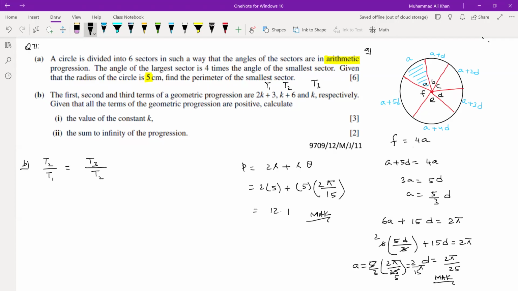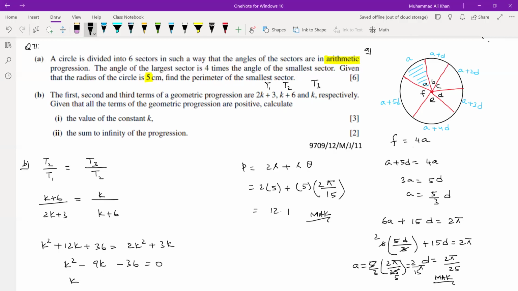Now, what is the second term here? K plus 6. What is the first term here? 2k plus 3 equals, what is the third term here? K, and what is the second term? K plus 6. बन गई एक equation in terms of k. Simplify करते हैं. K plus 6 into K plus 6. A squared plus 2ab plus b squared equals k multiplied by 2k plus 3, 2k squared plus 3k. 2k squared minus k squared is k squared minus 9k minus 36 equals 0.